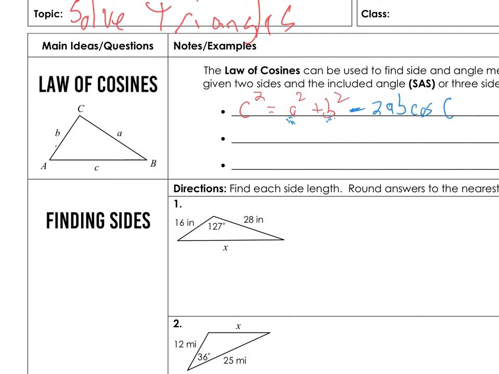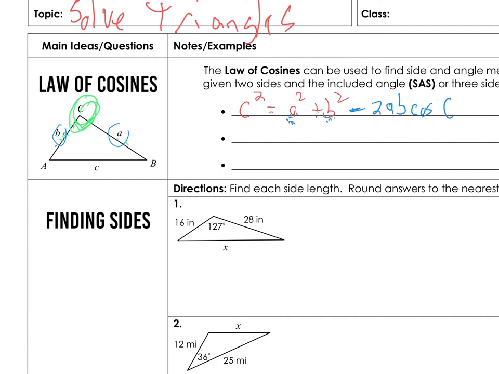2 times the A times the B, but I need to multiply by the cosine of the angle that's between the sides A and B. So in this case, A and B are here. My angle that's sandwiched in between is angle C. So it's kind of like, in this case, pretending that maybe C could have been the right angle. But it has nothing to do with right angles. I'm just saying this to give you a perspective that this is called an included angle. It's included between 2 sides.